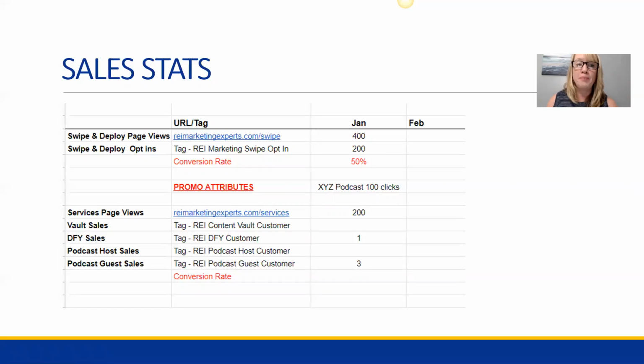So for me and my clients, we track our statistics for our campaigns. So let's say, for example, my Swipe and Deploy page, I'm just making these numbers up. That is my opt-in link. If you go into Google Analytics, I can see that there are 400 unique visitors to that page. I know in my system in Kartra that those that do opt in get a tag. So I can get the data on, oh, there's 200 people that opted in during January. The conversion rate is 50%.